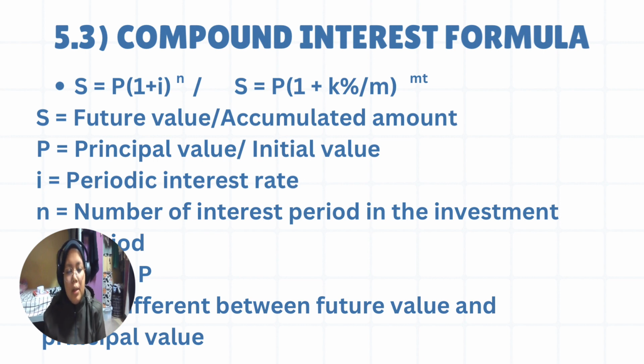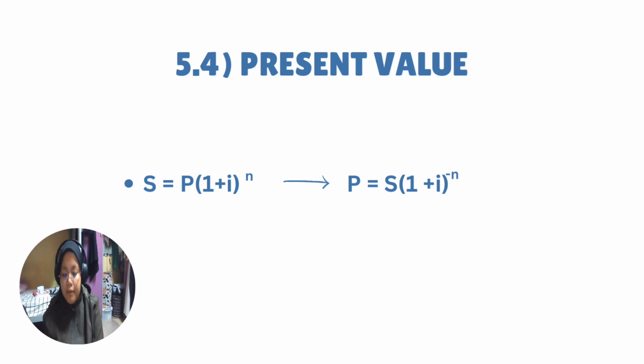Other than that, this topic also has another formula, but it's not as important as the first one, which is the compound interest I. To find I, you have S minus P. Okay. I is the difference between future value and principal value. 5.4 is present value. It's the same formula as before, but you need to change it a little bit from the previous formula to get this new formula to find present value.